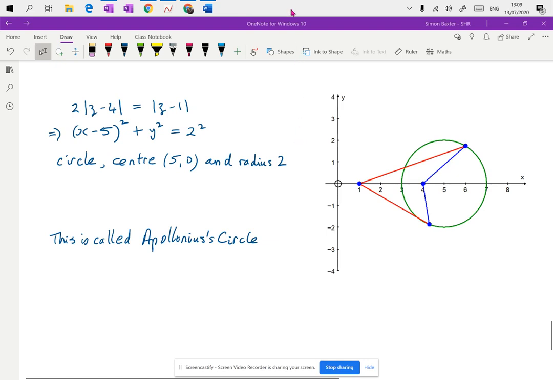So whenever you get an equation which reads mod (z - 4) equals a number times mod (z - 1), and something other than 1, then you've got Apollonius's circle. If you don't have a 2 there, then it would simply be the perpendicular bisector of the line joining 1 and 4. So if the number there is 1, or if there isn't a number, it's easy. If the number is not 1, then you must go through the algebra that we've just done to get the equation.